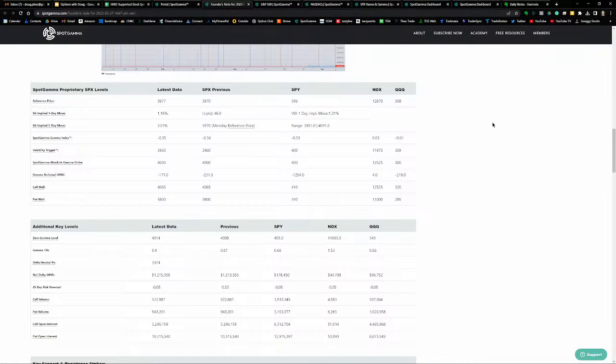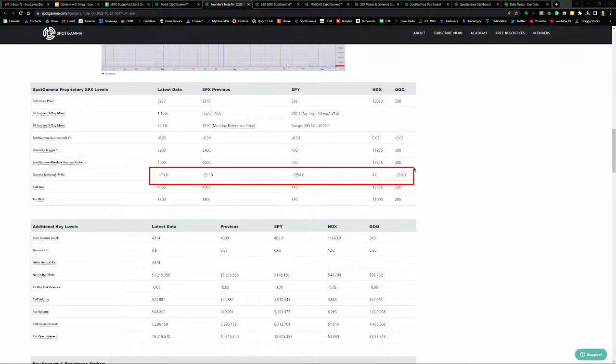Let's take a look now at data in the SpotGamma AM Founders Note. I normally focus on this gamma notional here. This is market maker's position on the gamma curve. SPX is shown in the left column, SPY in the middle column, and QQQ on the far right column.